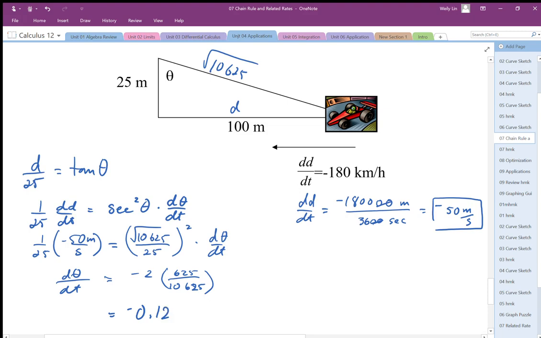Okay, and I just want to double check that. 1800 divided by, yeah, okay, so that seems about right.